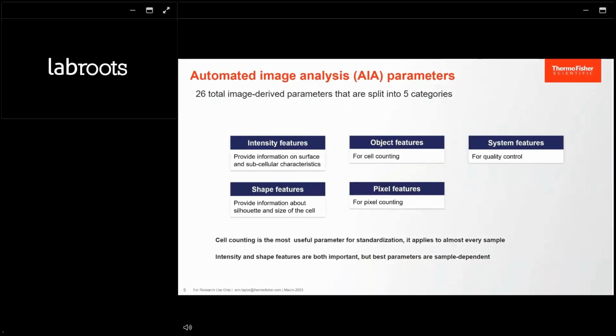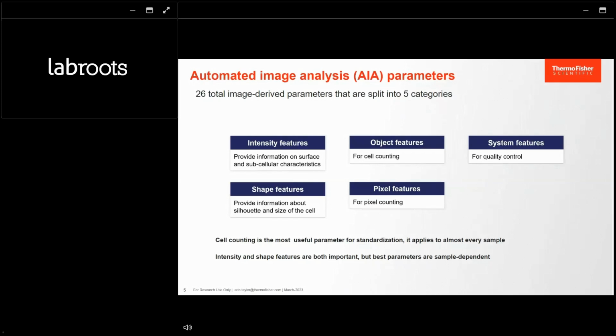So these automated image analysis parameters, which are calculated in the software, are split into 5 categories described here. Intensity features and shape features are the parameters that describe cell morphology, granularity and shape, and really give some insight into cell physiology and function. The way that you would want to use intensity and shape features with your samples is really sample dependent and differs depending on applications.